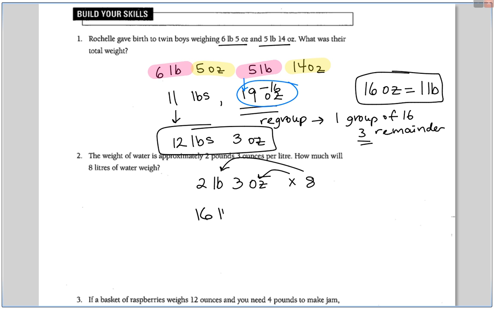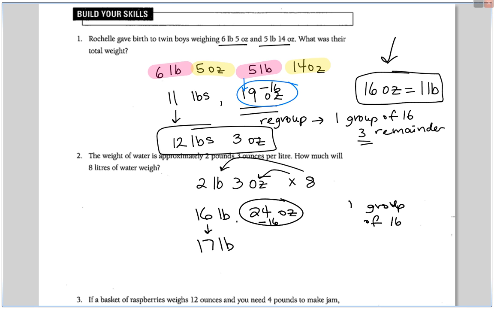8 times 2, 16 pounds. 8 times 3, 24 ounces. Now we need to regroup the 24. So again, in the 24 there's only one group of 16. If you're not sure, just do 24 divided by 16 in your calculator. You're going to get 1 and some decimal. So what you need to do is put that one group into the pounds. So 16 becomes 17. And then take off the one group, which is of course 16 ounces for 1 pound. 24 take away 16 is 8, and that's your final answer.